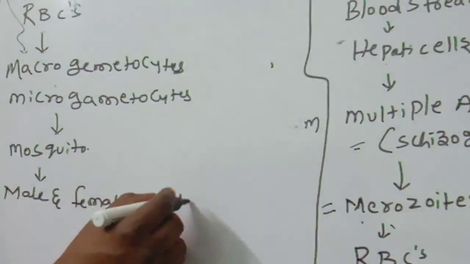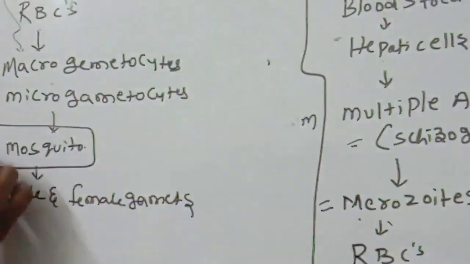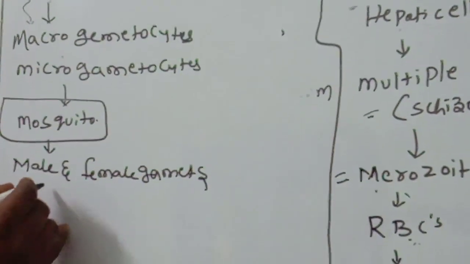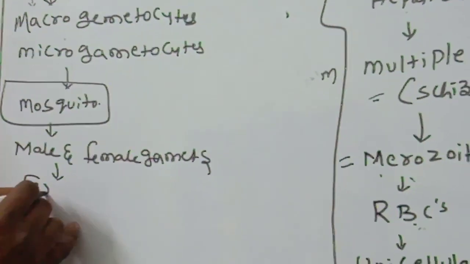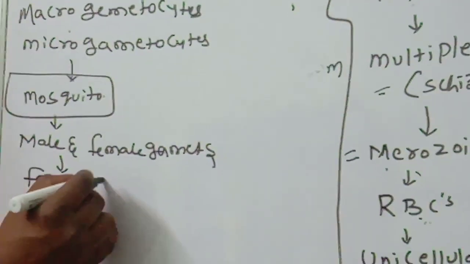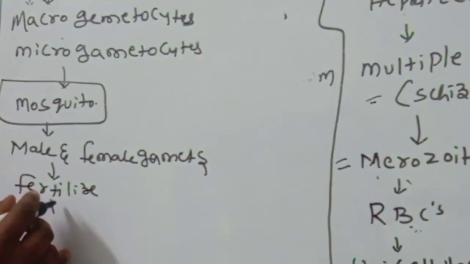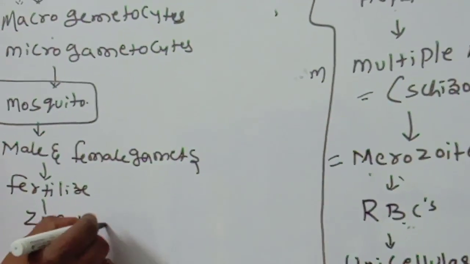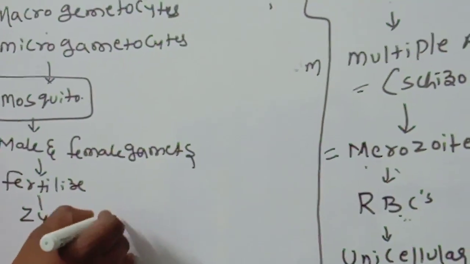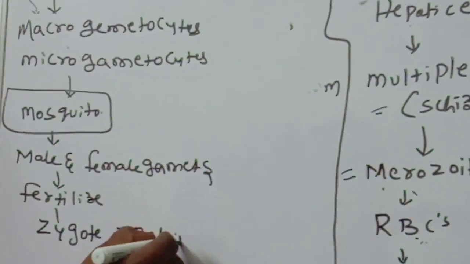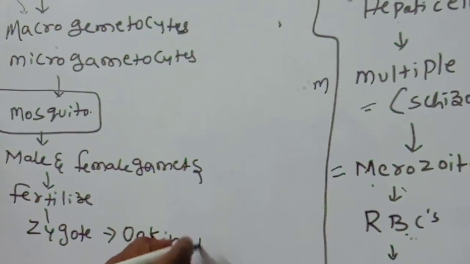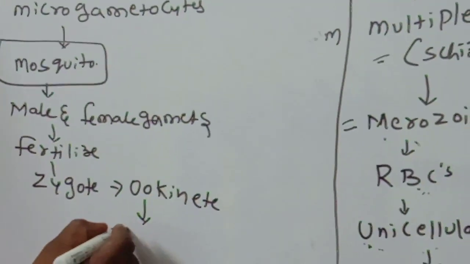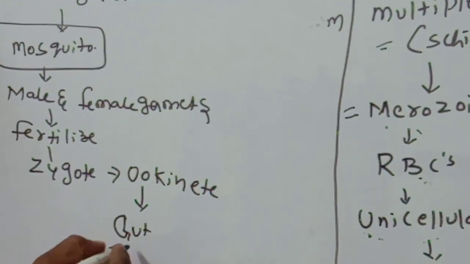Male and female gametes, from here onwards, in the mosquito. The male and female gametes fertilize. Okay, children, they fertilize and the fertilization forms a zygote. That kind of zygote is called an ookinete. What is it called? Ookinete. So the ookinete migrates to the mosquito's gut. Which one? The gut of the mosquito.